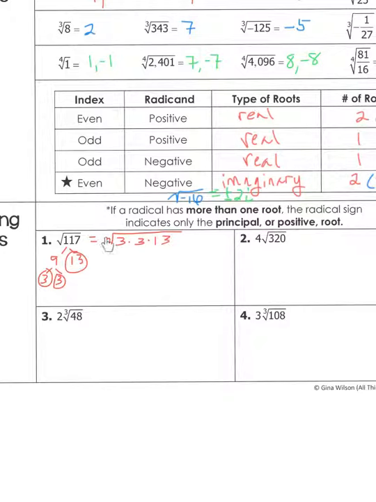So because my index is 2, I can circle groups of 2 and pull one of them out in front. So they're both going to disappear. And if you think about it, if I cover this up, this is the square root of 9, because 3 times 3 is 9. So what's the square root of 9? 3. So I'm going to circle these and bring out just a 3 out in front, and the 13 is going to stay underneath. So I'm going to circle a group of 2 and bring that 3 out in front. I'm circling a group of 2, or a pair, because my index is 2. And then this 13 will get left underneath. So your final answer is 3 square root of 13.